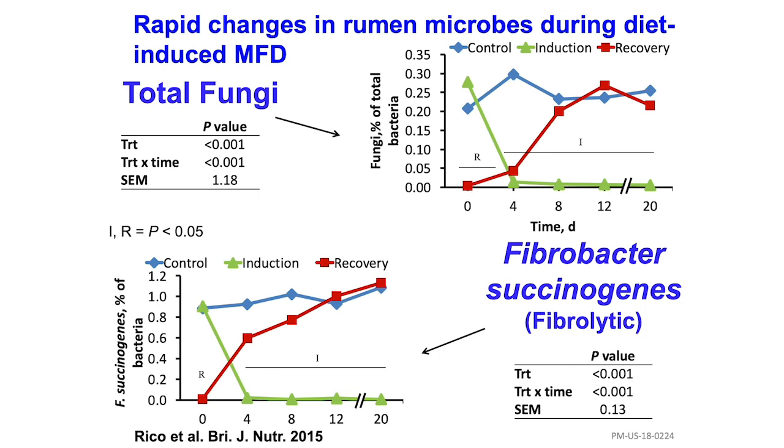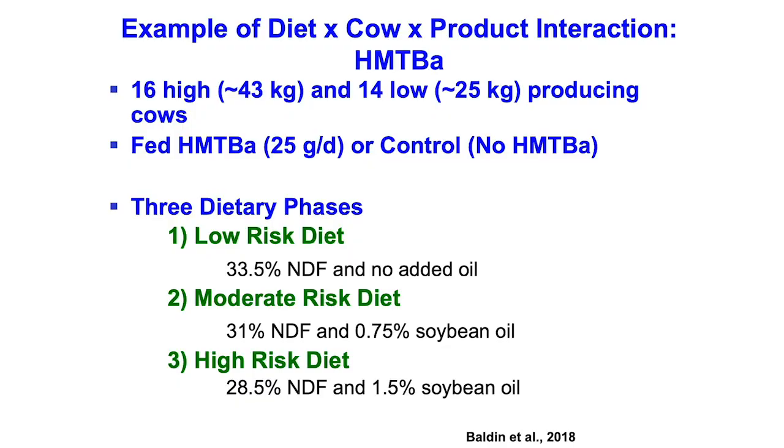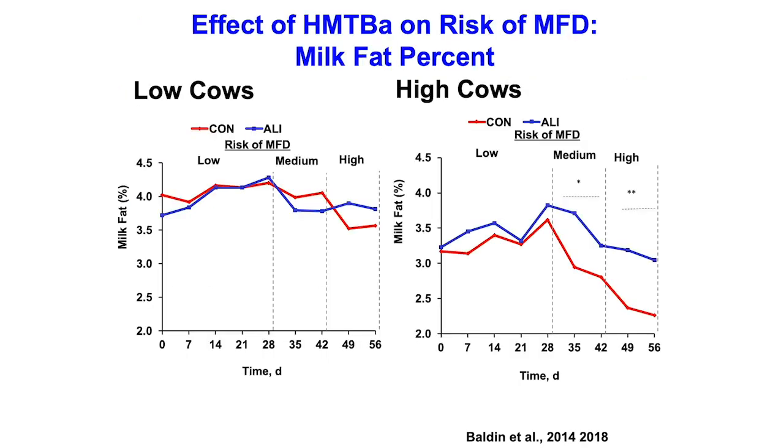So I wanted to show this example of a diet by cow by product interaction with HMTBA. So in this experiment, we had 16 high and 14 low producing cows, fed HMTBA or control, and we have 3 dietary risk phases. So we had a low risk phase, higher NDF, no oil, go to moderate, we drop NDF, increase oil, and then high risk, drop NDF more and increase oil more. These are our low producing cows and our high producing cows. You can see our low producing cows, when we go to the medium and high risk, they start dropping milk fat, but not all that much.